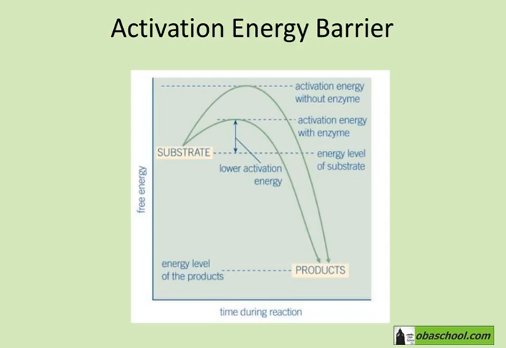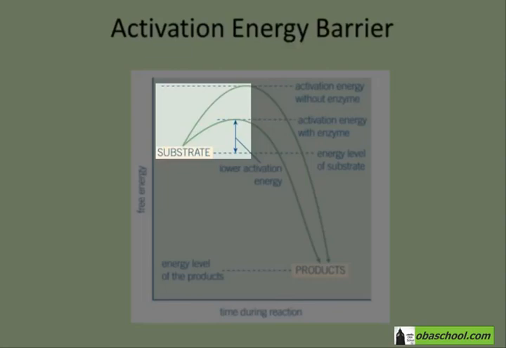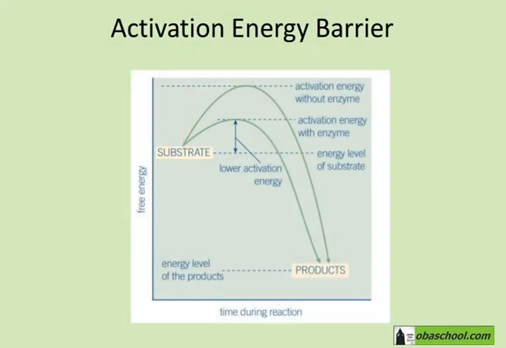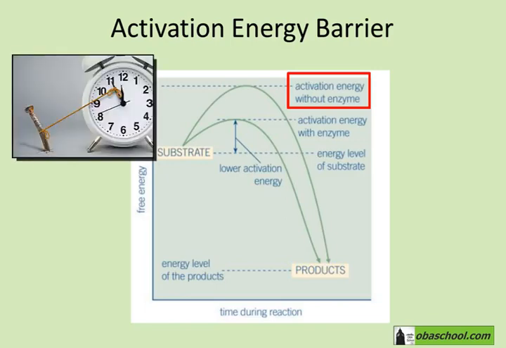See here, this first line, how high it is. There's a very high activation energy barrier. And this is what the substrates have to achieve in order for the reaction to happen on its own. And this is never going to happen significantly. This is going to be a very, very, very slow process because the substrates have a very high activation energy barrier.